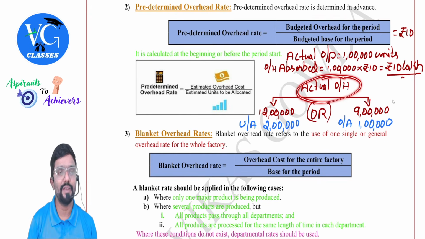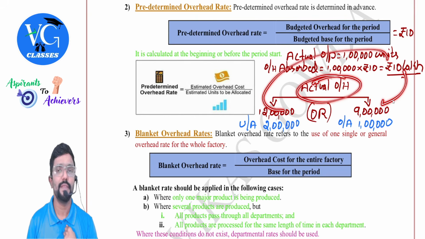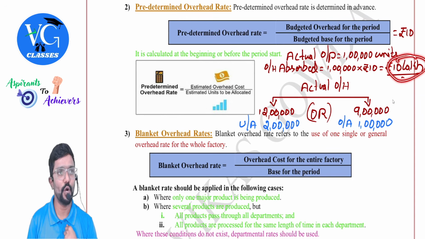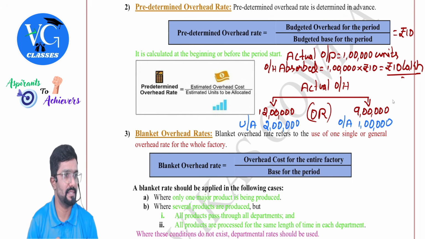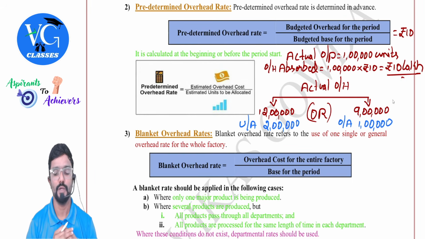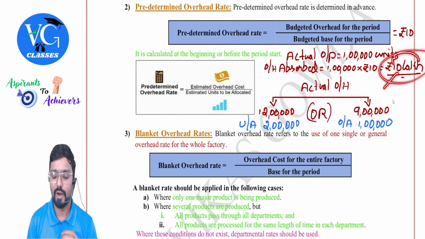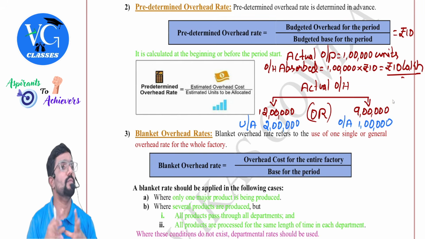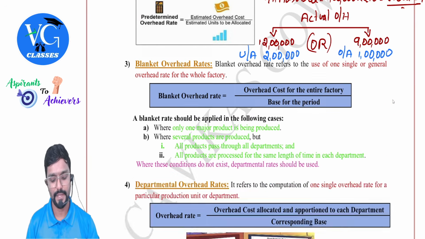So when do I get to know the actual overhead, guys? At the end of the year. Compare that with the absorbed overhead, and there will be a difference. The difference is called under absorption or over absorption. Guys, if overhead absorbed is less than overhead incurred, what do we call that situation? Under. We have absorbed less. Under absorption. If I have already absorbed more than what I have incurred, what do we call it? Over absorption. I have already absorbed more. Clear? Yes.